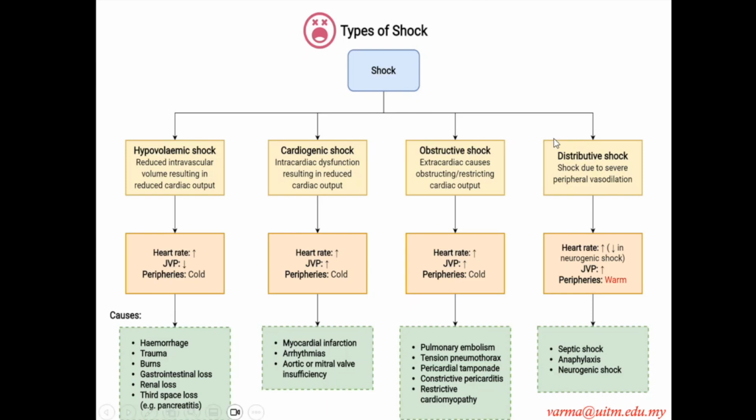But distributive shock includes anything that results from peripheral vasodilation. So septic shock, anaphylaxis, and neurogenic shock are not stand-alone. They come under the broad heading of distributive shock. So when you go for the exam, when somebody asks you to classify types of shock, don't say septic shock, anaphylaxis, or neurogenic shock.